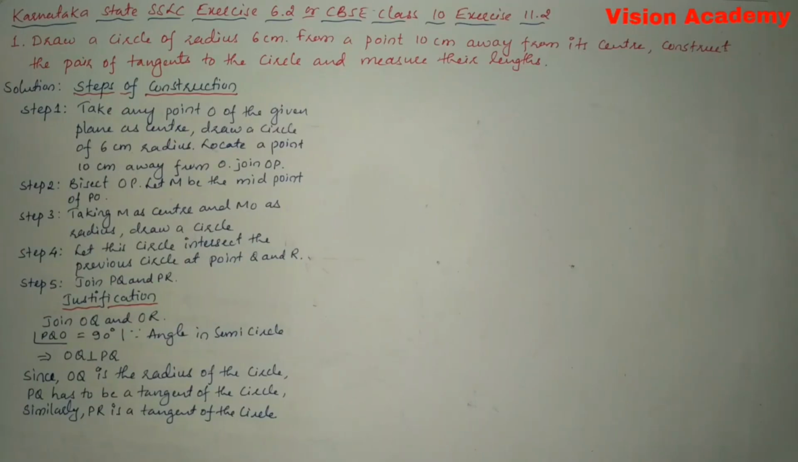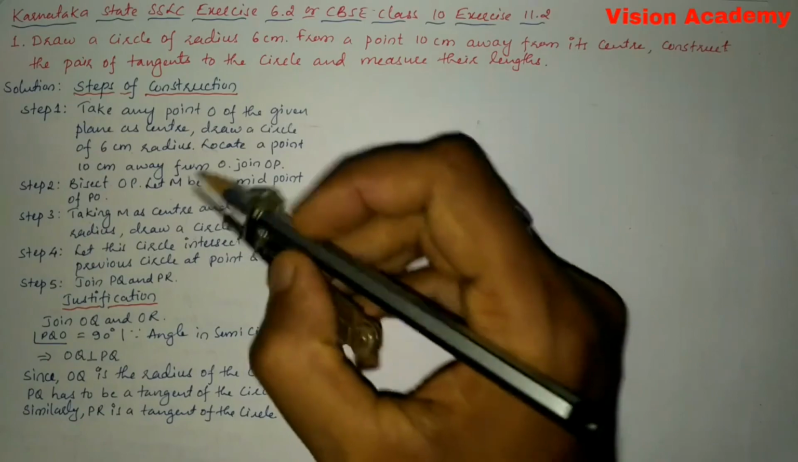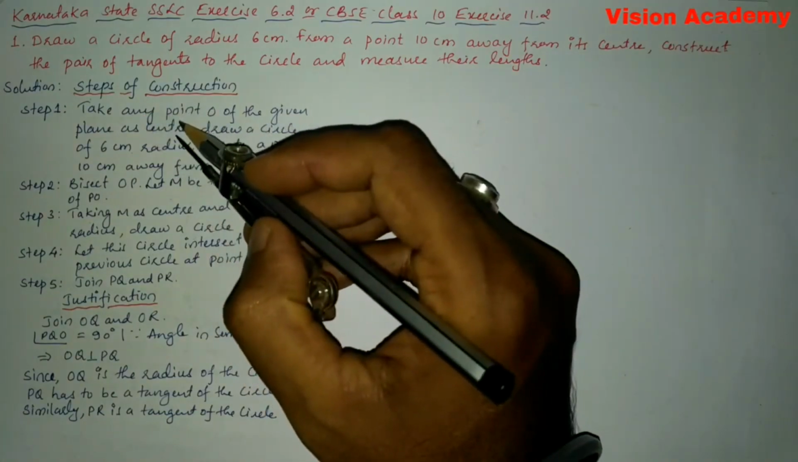Question number 1. Draw a circle of radius 6 cm from a point 10 cm away from its center. Construct the pair of tangents to the circle and measure their lengths. Now let us find the solution for the given problem. So let us go through the steps of construction.